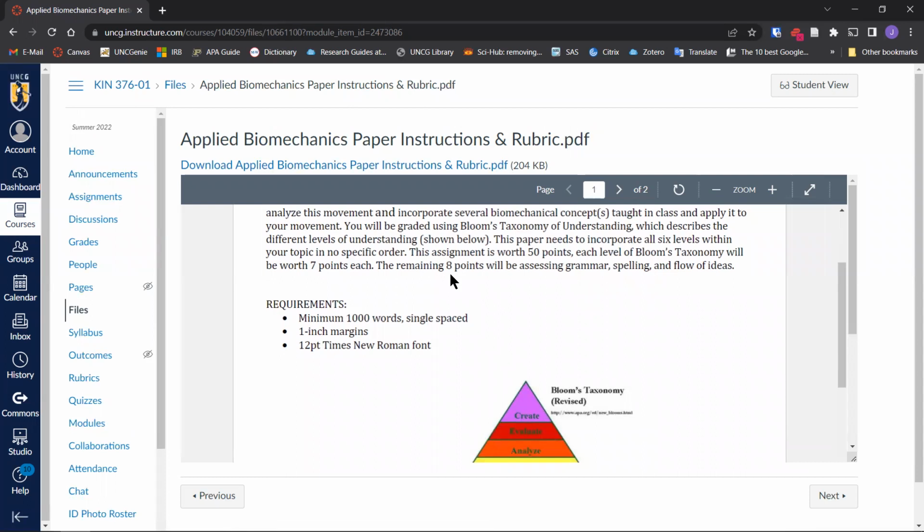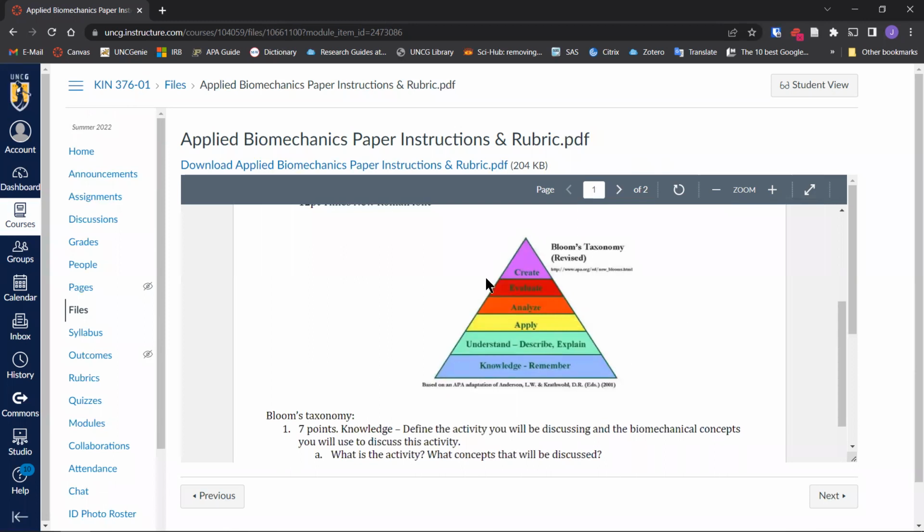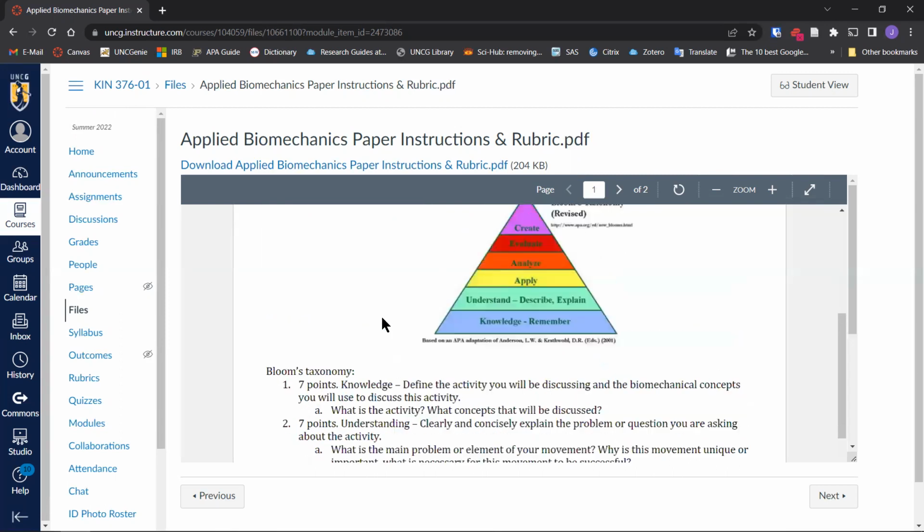So the requirements are a minimum of 1,000 words, single space. That's about maybe a page, a page and a half, with 1-inch margins and 12-point Times New Roman font. And here's how it's going to be graded. We're grading it according to Bloom's taxonomy, so you get 7 points per level here.